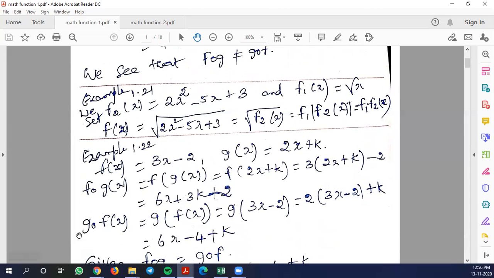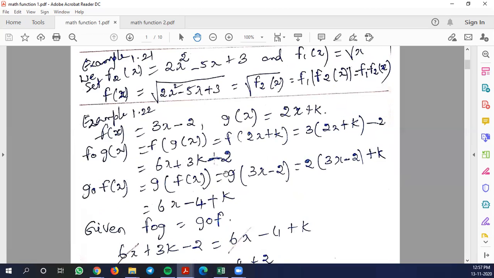Now, what is g of f of x? So g of f of x equals g of, what is f of x? 3x minus 2. Now you have to take this full thing as x. Now g of x, what is g of x? 2x plus k. So 2 into, in the place of x, you substitute the full value 3x minus 2, plus k. 3 twos are 6x minus 4 plus k.